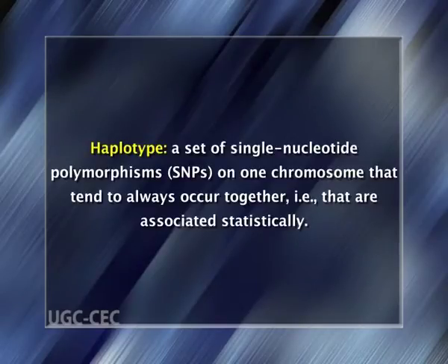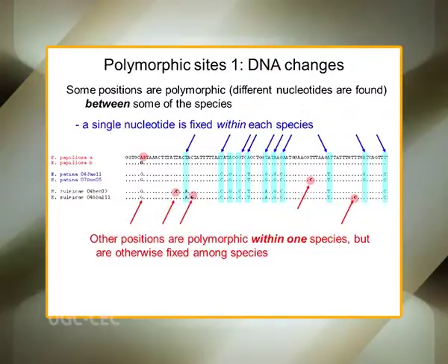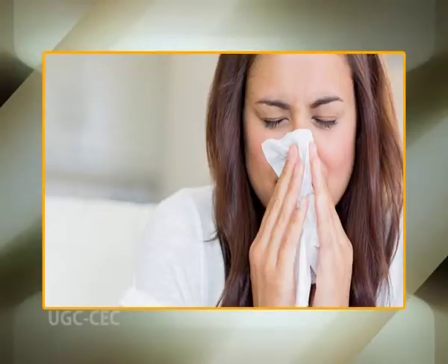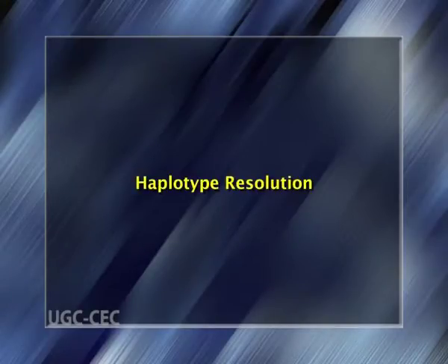A second specific meaning of the term haplotype: a set of single nucleotide polymorphisms, that is SNPs, on one chromosome that tend to always occur together, that is, they are associated statistically. It is thought that identifying these statistical associations and a few alleles of the specific haplotype sequence can facilitate identifying all other such polymorphic sites that are nearby on the chromosome. Such information is critical for investigating the genetics of common diseases, which in fact have been investigated in humans by the international HapMap project. Next is haplotype resolution.